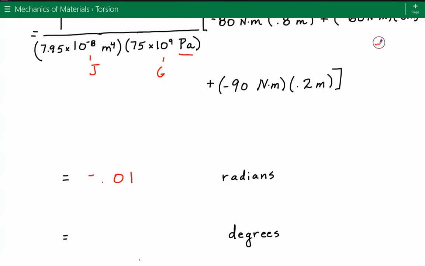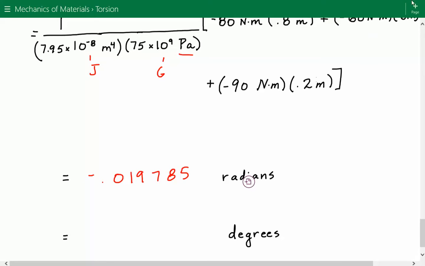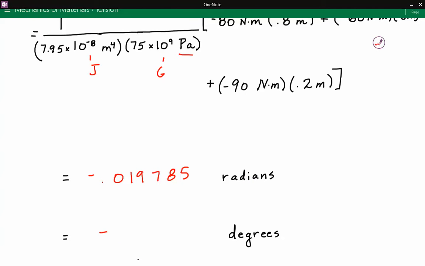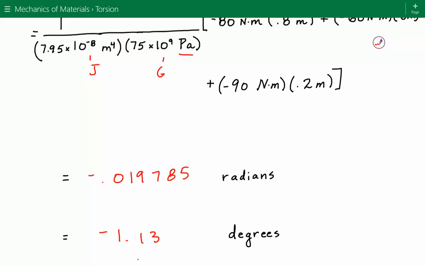Negative 0.019785 radians, which is about equal to negative 1.13 degrees. And so this is the end of this example.